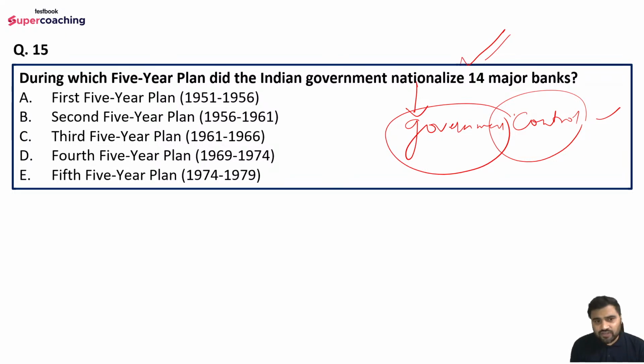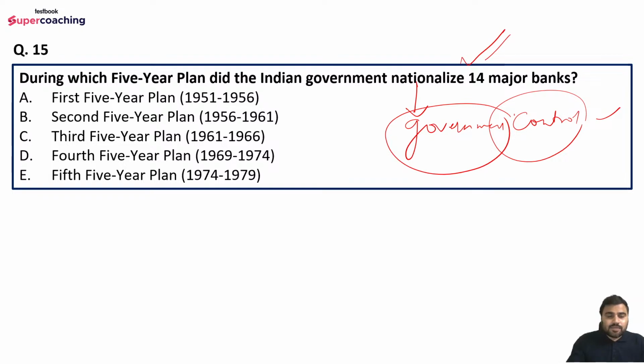So options are first 5 year plan, second 5 year plan, third 5 year plan, fourth 5 year plan, or the fifth 5 year plan. Friends, I am waiting for a reply. Do let me know. बताइए यहाँ पर, during which 5 year plan did the Indian government nationalize 14 major banks?